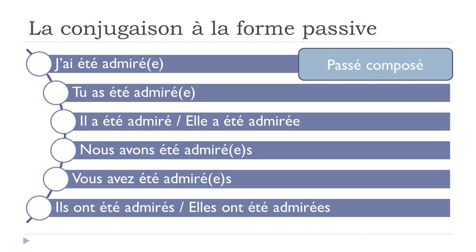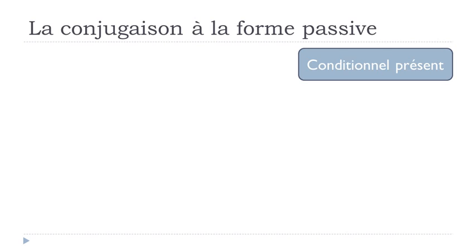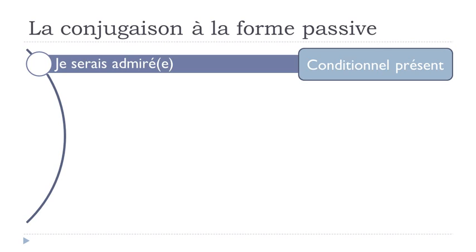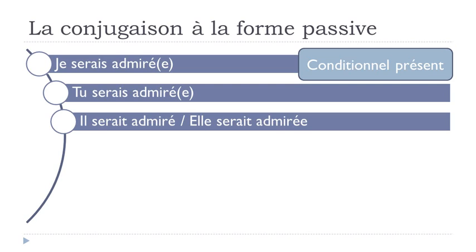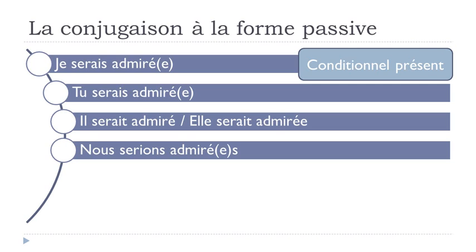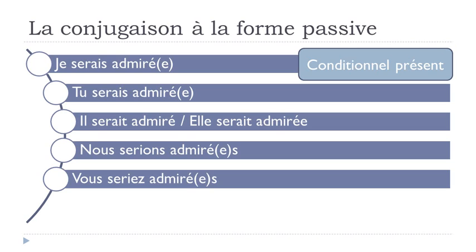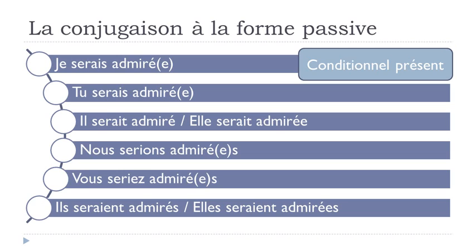All right? So if we want to make it at the conditionnel présent form, then we will get je serais admiré, tu serais admiré, il serait admiré, elle serait admirée. Nous serions admirés. Vous seriez admirés. Ils seraient admirés, elles seraient admirées. Okay, so same thing here. If you look carefully, that's only the verb être that will change.